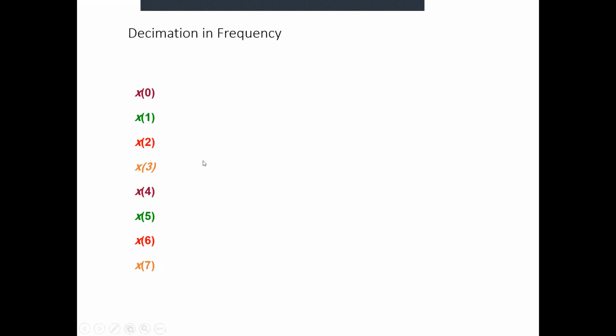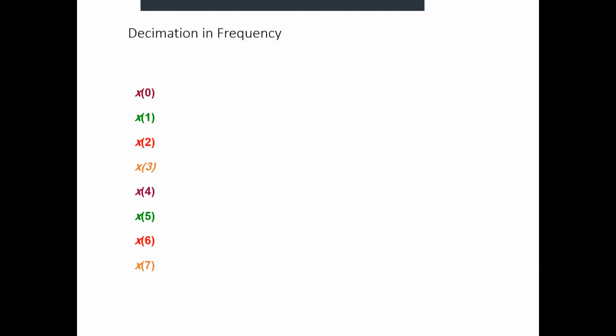But look, here the points are colored. Please look. This will be x of 0, x1, 2, 3, and then 4, 5, 6, 7. The sequence is divided between two halves: the first half, which consists of the first 4 elements, and the second half, which consists of the last 4 elements.